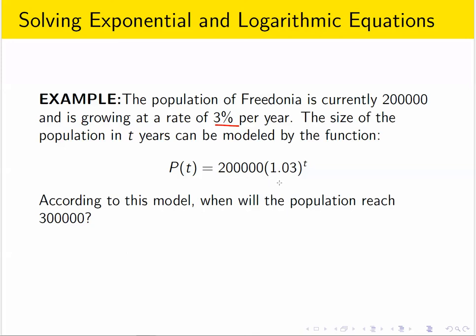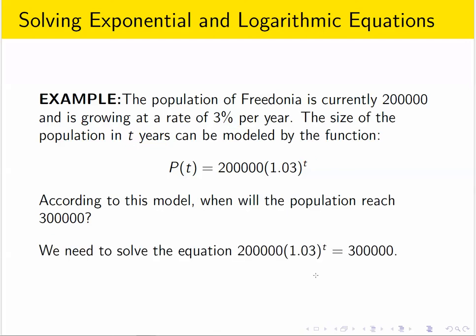200,000 times 1.03 raised to the t, where t is the number of years that elapse. So for example, to figure out what the population will be in 10 years, we just plug a 10 in for t. So what we would like to do is figure out when will the population reach a certain size. According to this formula, when will we have a population of 300,000? In order to answer that, what we need to do is take the population function we have, set it equal to 300,000, and solve for t.